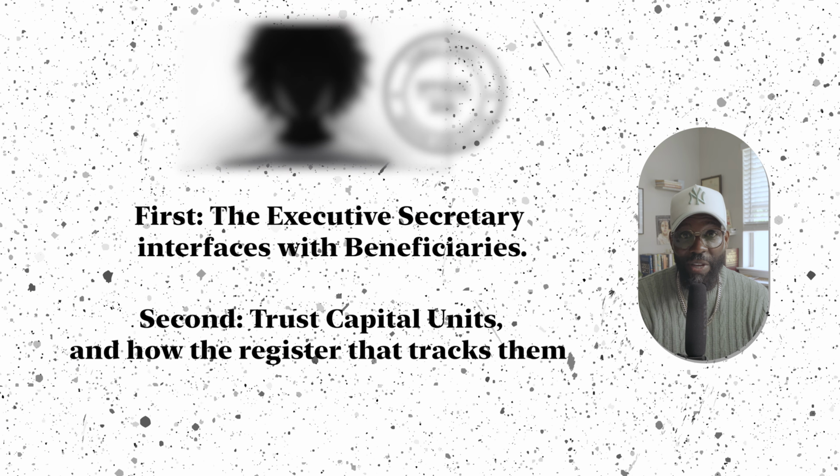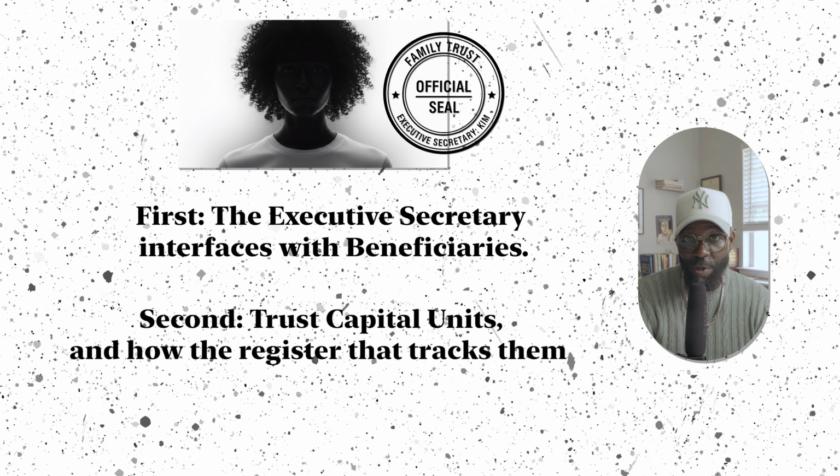Today, we're closing out the Executive Secretary series with two of the most operationally critical functions this role performs. First, how the Executive Secretary interfaces with beneficiaries and why that interface must be managed with precision. Second, trust capital units, what they are, how certificates get created, and how the register that tracks them becomes the source of truth inside a private structure. These two subjects are directly related. They're two sides of the same question: who is connected to this trust and in what capacity?